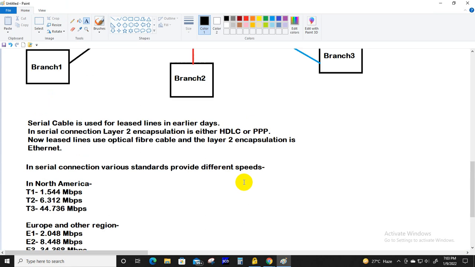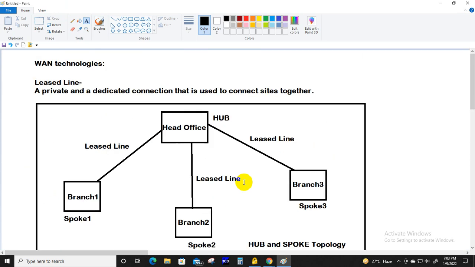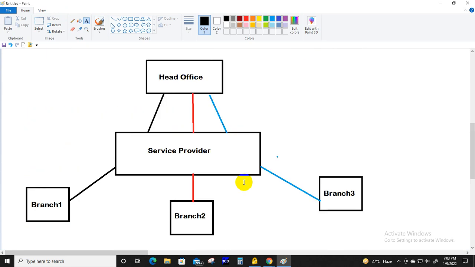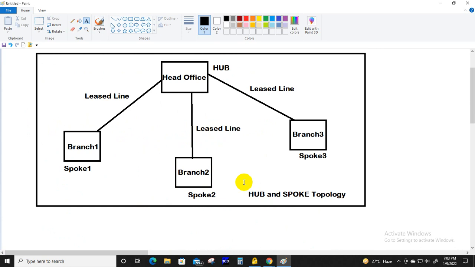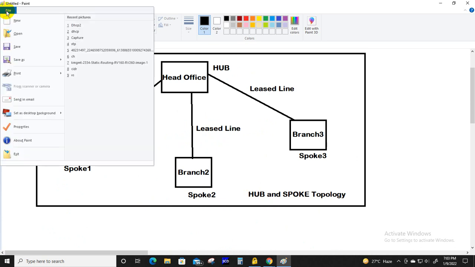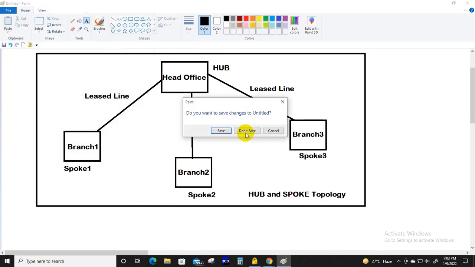I hope leased line is clear. Yes, sir. Any doubt? No, sir. Then we move to another WAN technology, that is Internet VPN. Okay, sir.